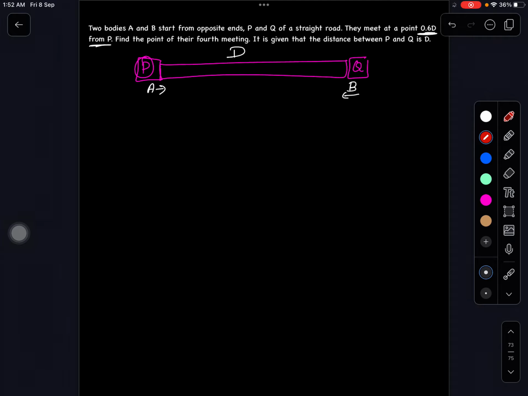A manual method. If they are meeting at 0.6d, let's split d into 5 parts. 1, 2, 3, 4, 5 parts. Now let's keep color coding for A and B. Let's pick blue color for A and red color for B. So the first meeting happens 0.6d from P. 0.6 is nothing but 3/5 of the distance. So A has covered 3 units, and this is the first meeting. Meanwhile, B has covered 2 units.